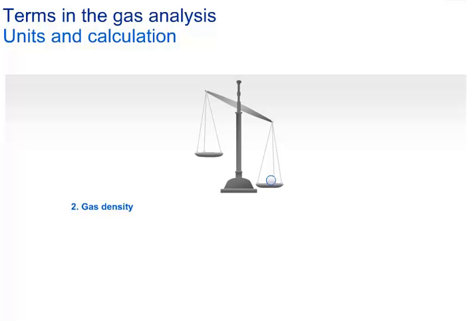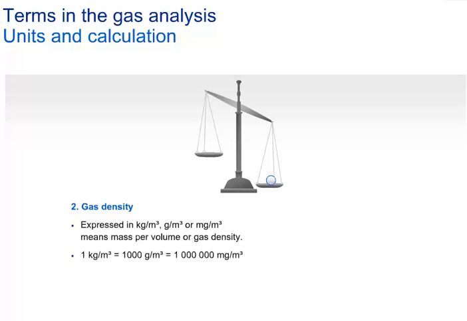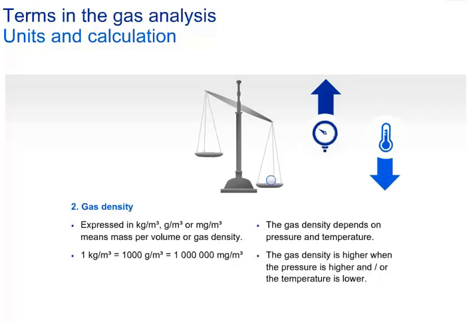2. Gas density is expressed in kilograms per cubic meter, grams per cubic meter, or milligrams per cubic meter, and means mass per volume. 1 kilogram per cubic meter equals 1,000 grams per cubic meter, equals 1 million milligrams per cubic meter. The gas density depends on pressure and temperature. The gas density is higher when the pressure is higher and/or the temperature is lower. Gas density is proportional to P divided by T. We have to understand the difference between volume parts and gas density.